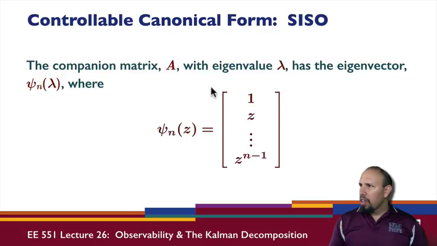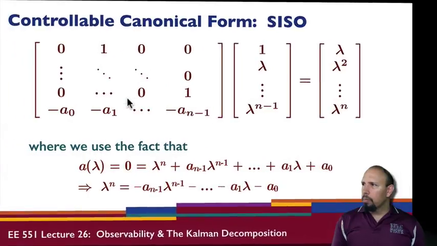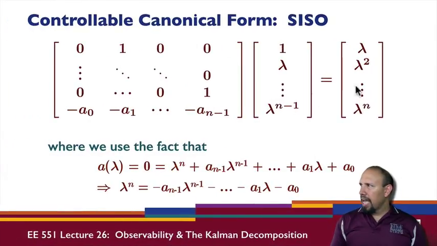Okay, so the companion matrix, if it has an eigenvalue lambda, its eigenvector is of this form, where z is equal to lambda. So if you actually multiply it out, so you take this matrix, multiply it out. When you multiply this out, notice that this row times this column is going to pick off the second element. The next row times this column is going to pick off the next element, and so forth, all the way down to this row times this column, which is going to give that. That doesn't appear in here.